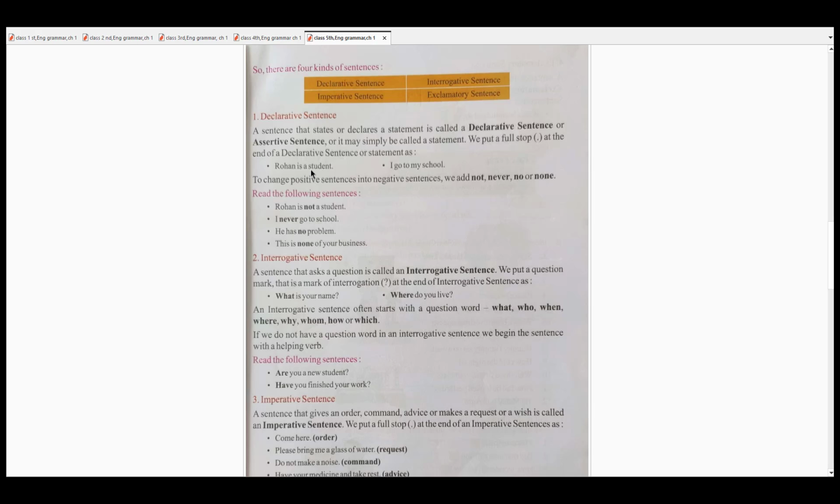Now we want to declare that Rohan एक विद्यार्थी नहीं है. So what would we use? We will use not. So Rohan is not a student.